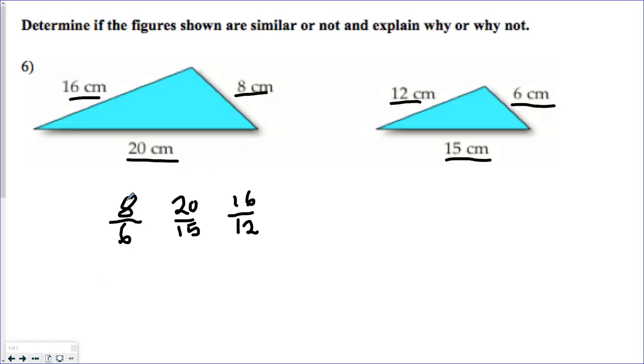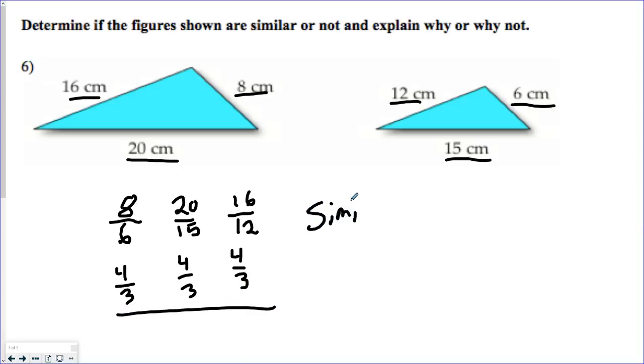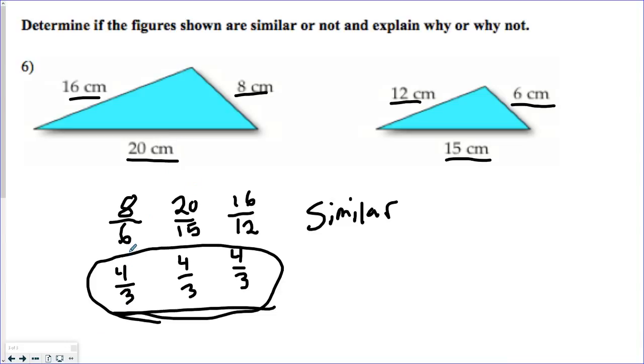So 8 to 6. Well, if I divide that by 2, I get 4 to 3. 20 to 15, if I divide that by 5, I get 4 to 3. Divide this by 4, I get 4 to 3. These are all the same, so yes, they are similar. Because all the fractions correspond. So if you show this work, that would be your explanation, that all the fractions are equal, so they are similar.